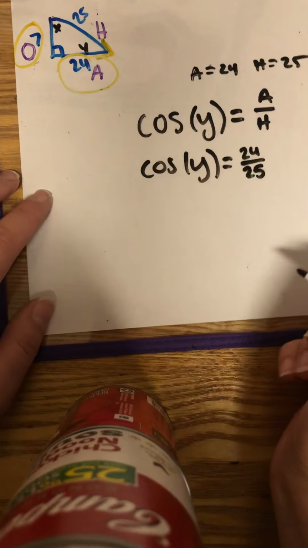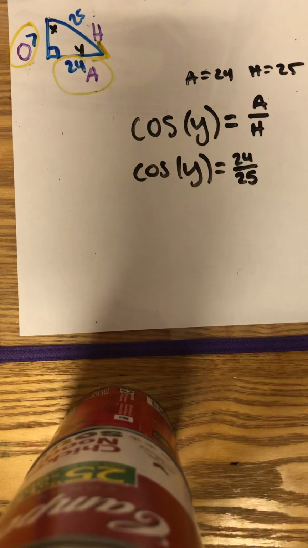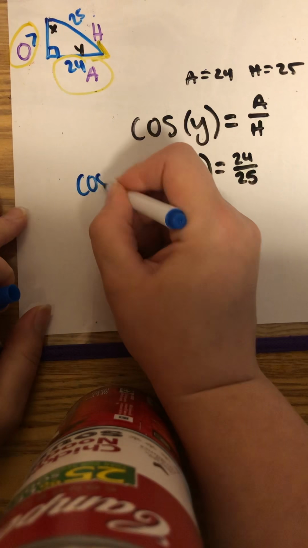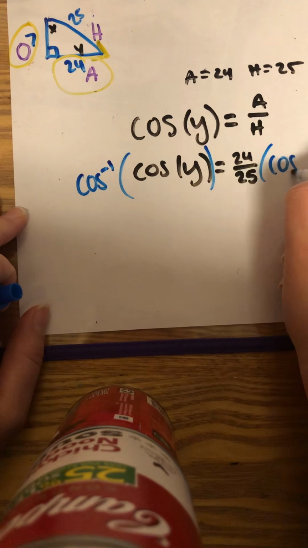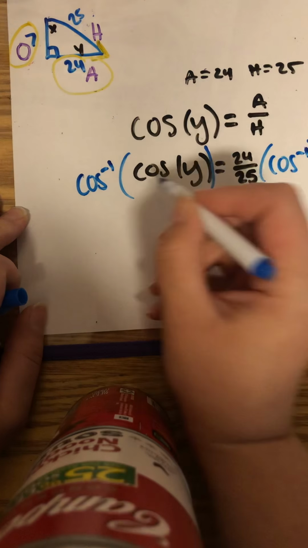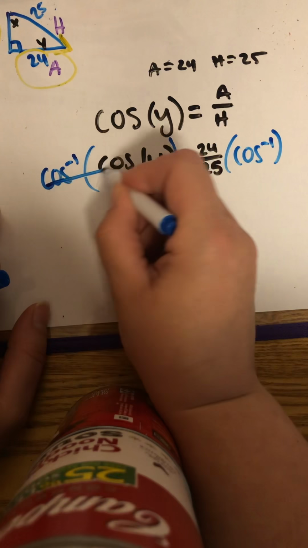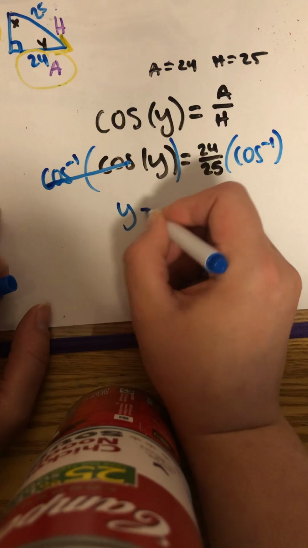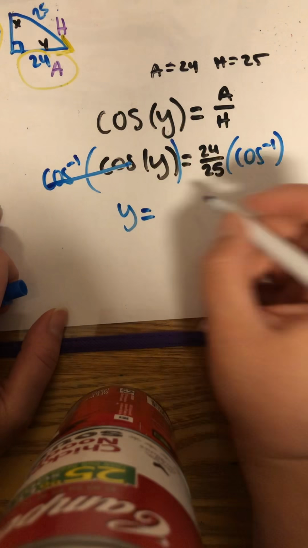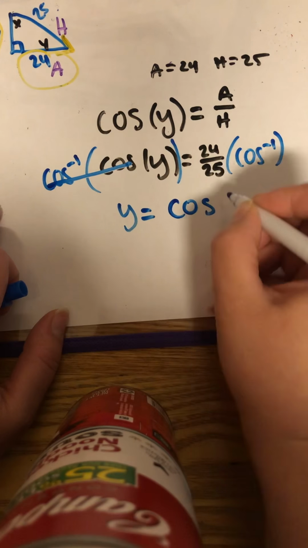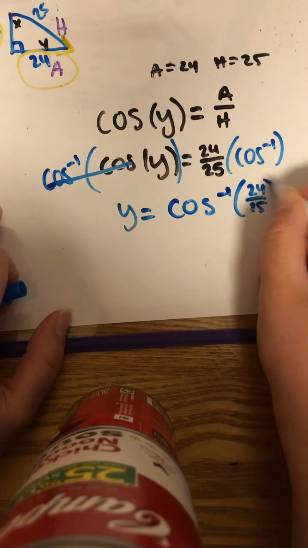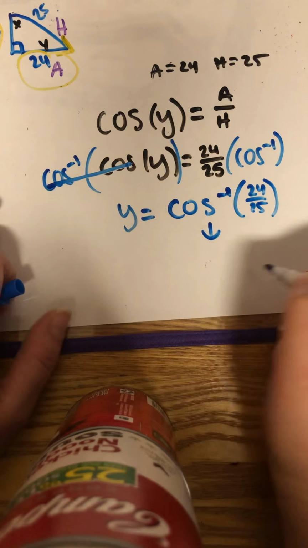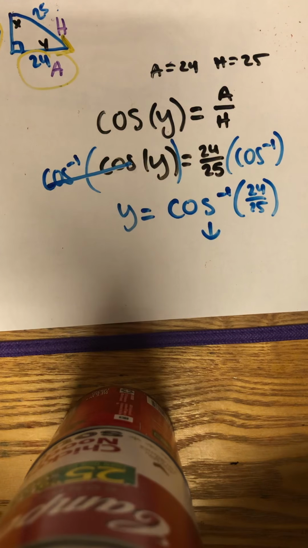So what we can do here is we're going to take the inverse of this side, and then we're going to take the inverse of this side. These will cancel out, and we are left with y, what we want. This will just rearrange. The cosine of -1 is 24 over 25. Plug that in your calculator, and then get your 16.2.